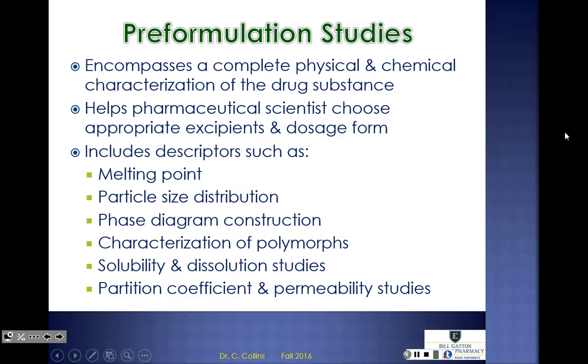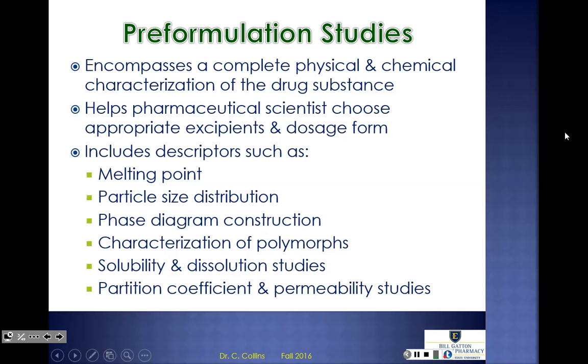There will be some studies that will go on long before the final dosage form is decided upon, and these are pre-formulation studies. Nothing novel about that particularly. But here you would study all of the attributes of your ingredients themselves. A lot of physical and chemical characterizations of not only the drug product, but also the excipients.